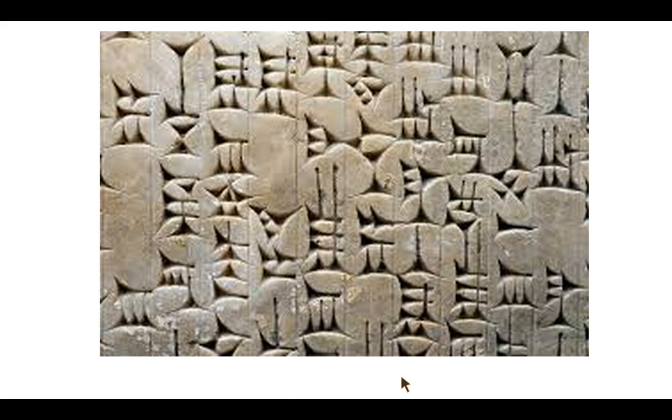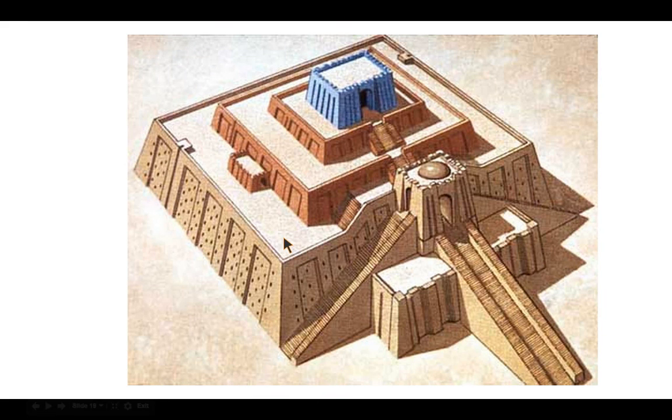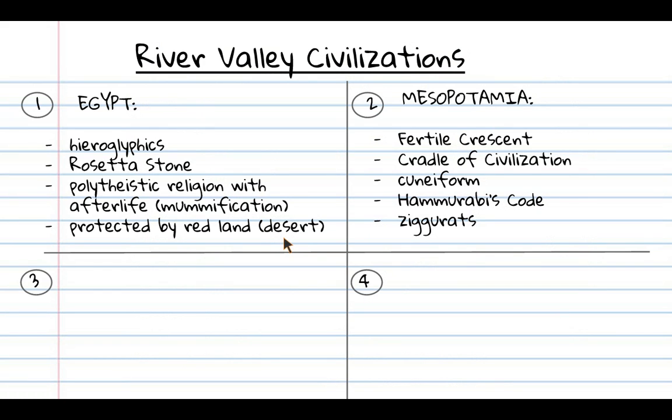A famous early example of cuneiform is Hammurabi's Code, which is one of the first sets of written laws in history. Today you can find one of the real stone tablets from Hammurabi's Code in a museum in Paris, which is why you see Mr. Heron standing next to it. Mesopotamians were polytheistic, and they worshipped at ziggurats in the blue temple at the very top of the building. Please copy those key details about Mesopotamia in your box for key point 2. Pause for more time to copy.